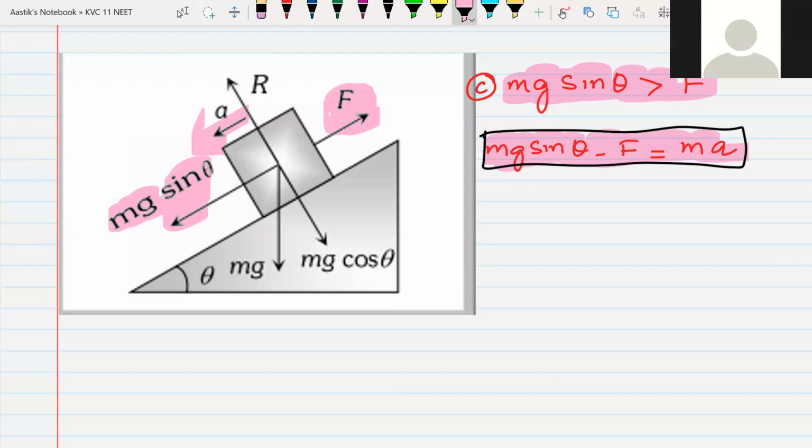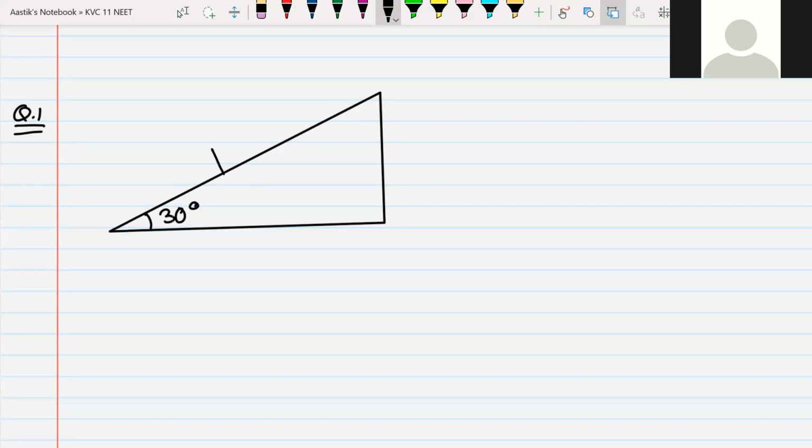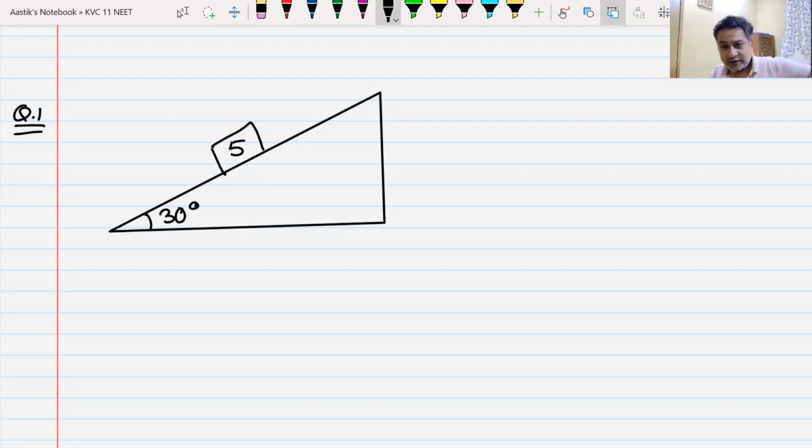So here is a question for you. A block of mass 5 kg is kept on a smooth inclined plane. There is no friction. Let's not worry about friction; we'll worry about friction when friction comes. How much force F should I apply here? What should be the value of this F so that the block remains at rest?